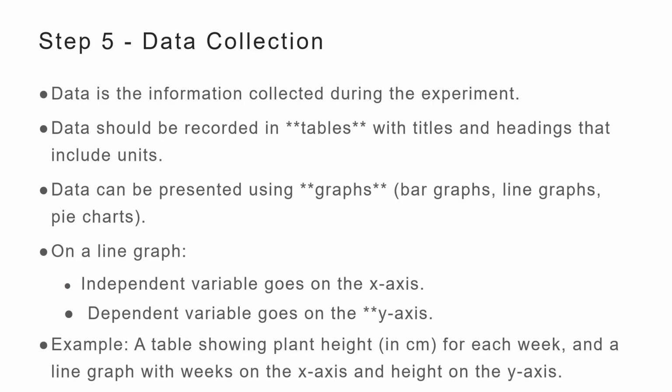When we present our data in graphs, on a line graph, for example, the independent variable goes on the x-axis, which is the horizontal line, and the dependent variable goes on the y-axis, which is the vertical line. We label both axes with units. Let's say, for example, we might create a table showing plant height in centimeters for each week, and then a line graph with weeks on the x-axis and the height on the y-axis.